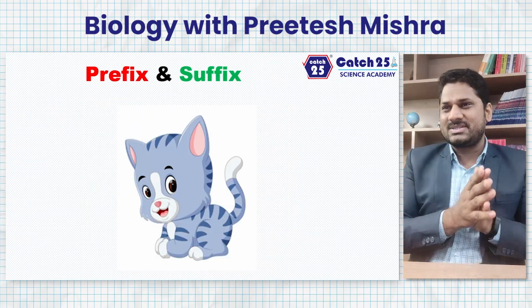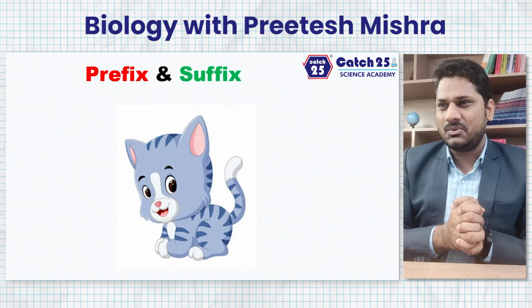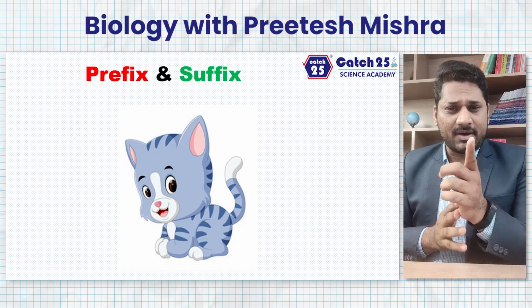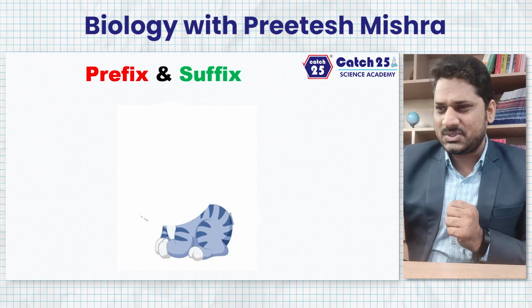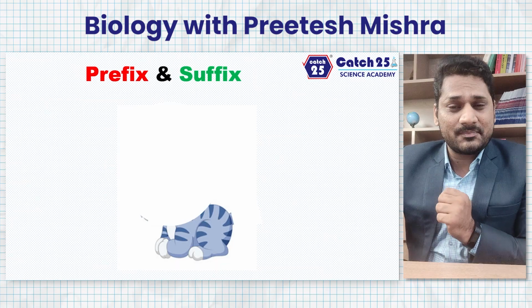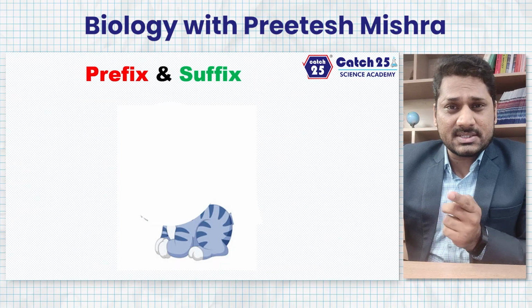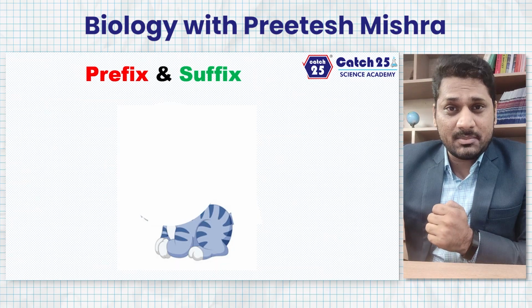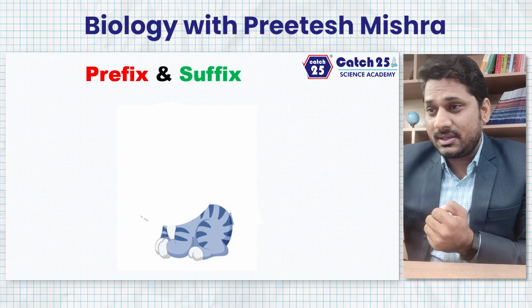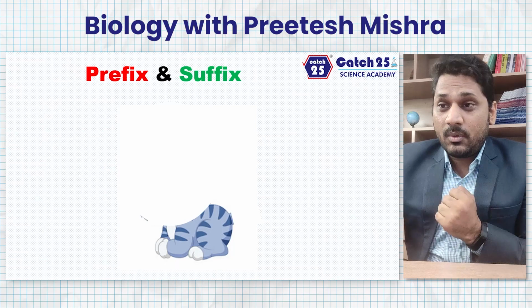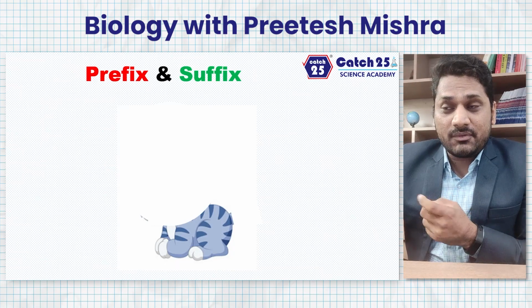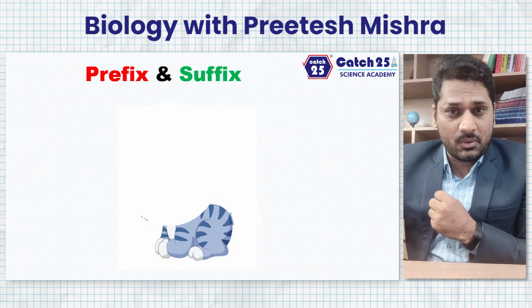Okay, what can you see on the screen? You can see a very nice cat, very cute cat, and the title you know is prefix and suffix. Now, if I remove the head of this little fellow, and the tail also, what can I see? Is the cuteness still there, students? Is the cuteness still there? Not at all, right? I don't even feel that this is a cat. Now, this is the importance of prefix and suffix in biology, students.